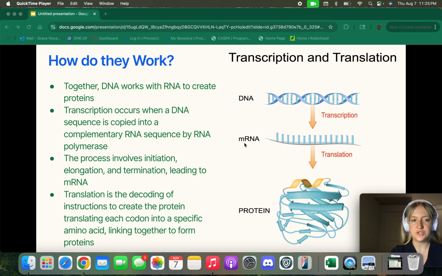So from here, our messenger RNA goes through translation, which is the decoding of the instructions that we've had, which will then carry out to create this protein, translating each codon into a specific amino acid, as you can see here.